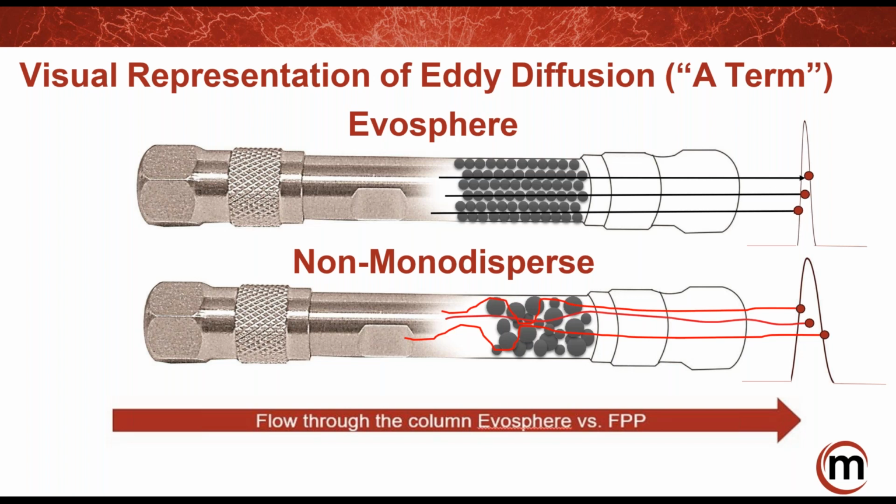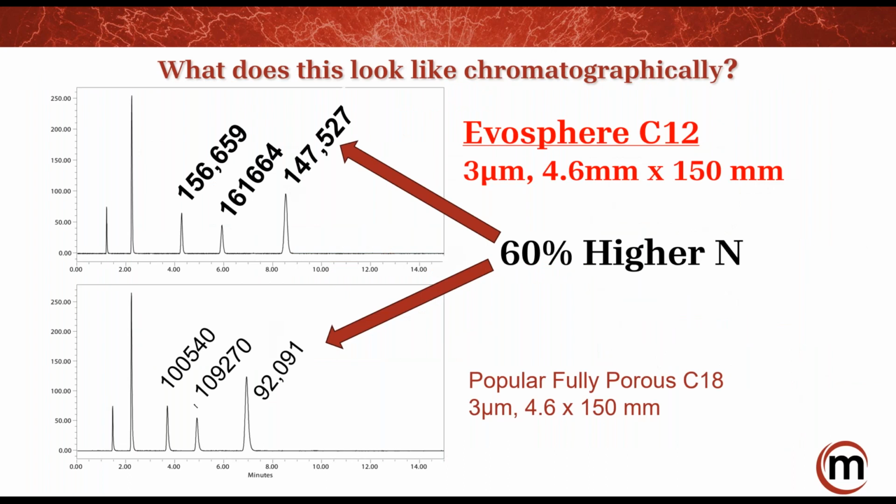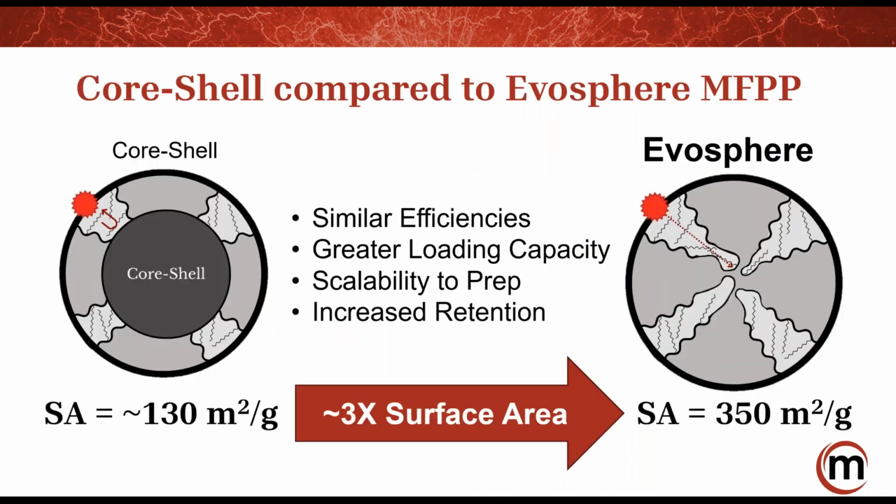Whereas with the Evosphere, because they're monodisperse, the packed bed is very uniform. And so what that means is you get tighter peaks. And so what does that mean chromatographically? Higher plates. We're seeing in some cases 60% higher plates. And you might say, okay, well, that sounds like an innovation from 2005 called superficially porous technology.